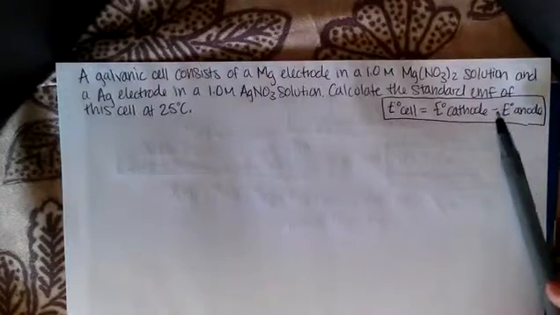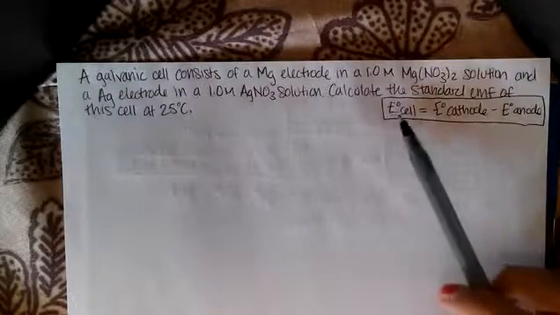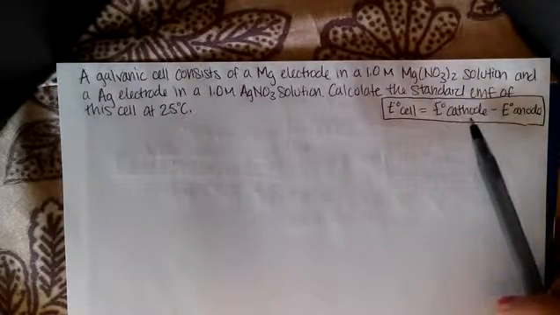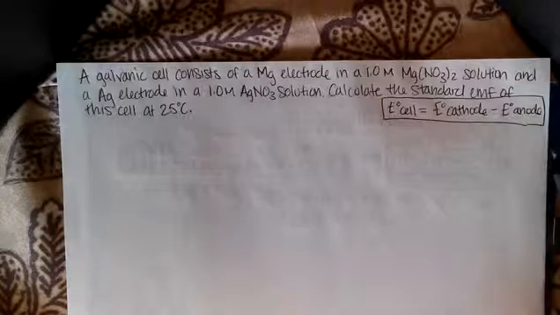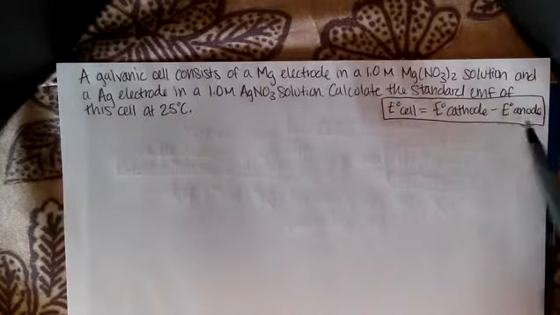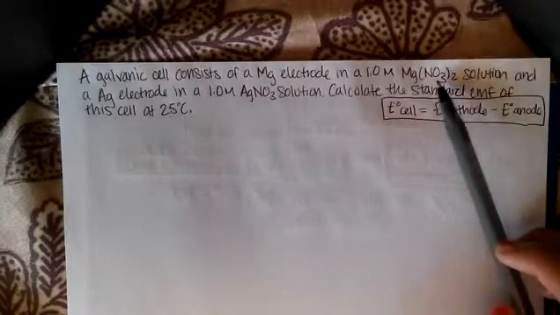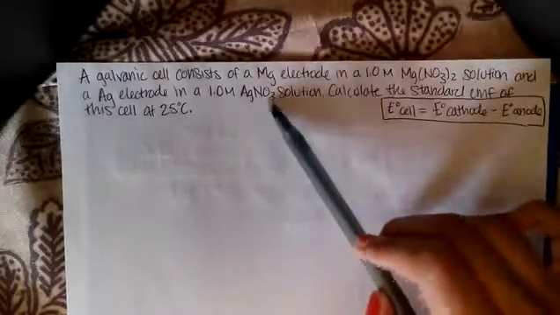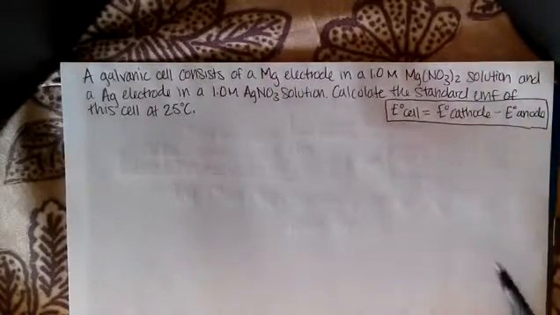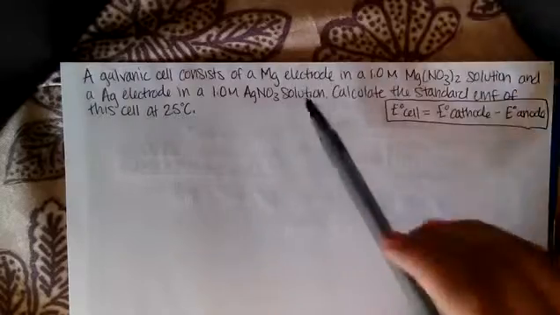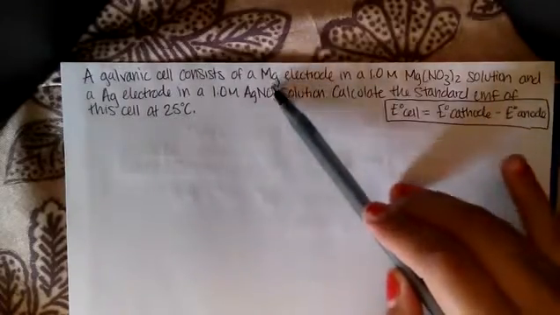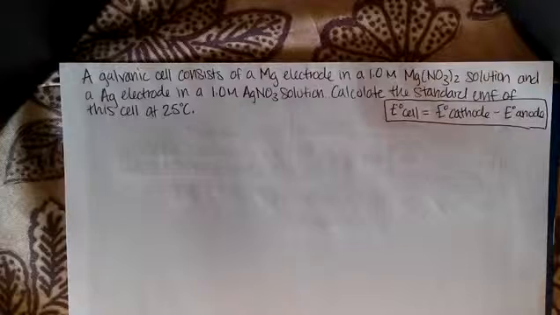First, we're calculating EMF, and how can we do that? We can take E of the cell is equal to the E of the cathode minus E of the anode, and by E, it's the standard reduction potential. So it's the cathode minus the anode relating to the standard reduction potentials. What exactly are we dealing with here? While you may see MgNO3 or AgNO3, the NO3 is not very important. What we're concerned about is the electrodes with the Mg and the Ag.